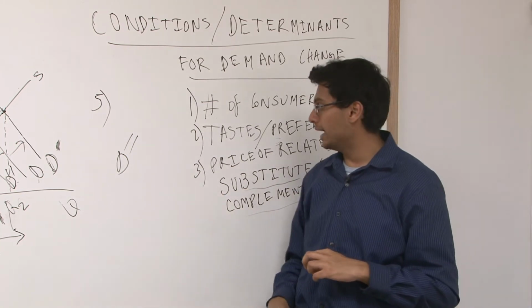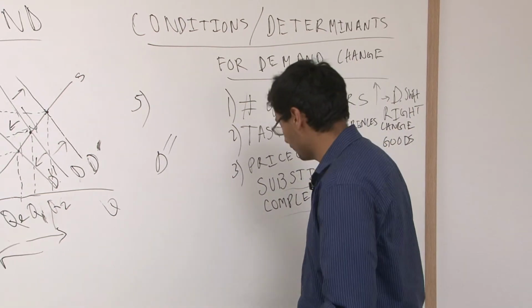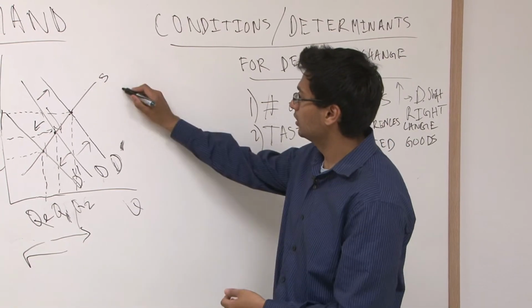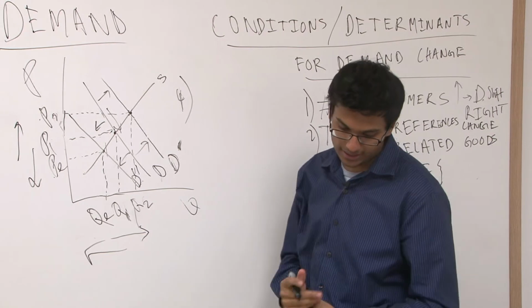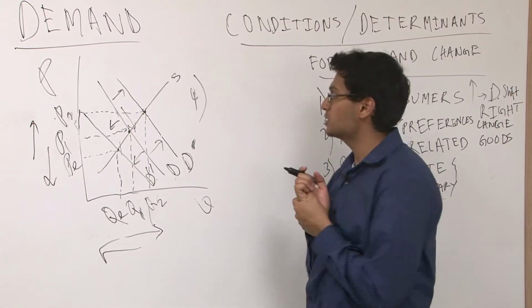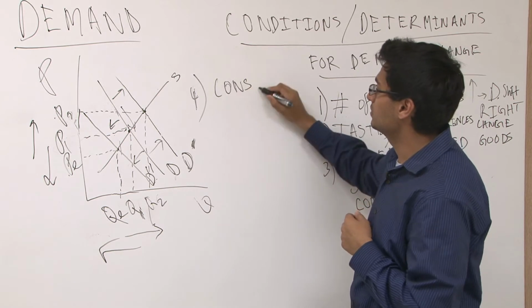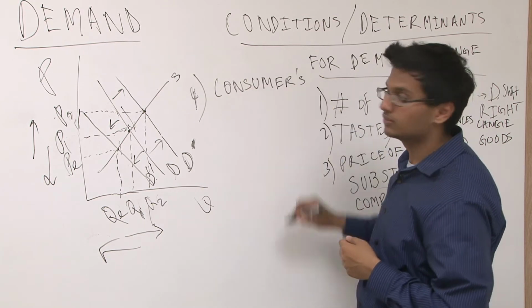Now, number 4, I'm going to move over here. I'm going to write down 4 and 5 for you. 4 is the consumer's income. And this is pretty interesting too. So I'm going to write that down. Consumer's income.